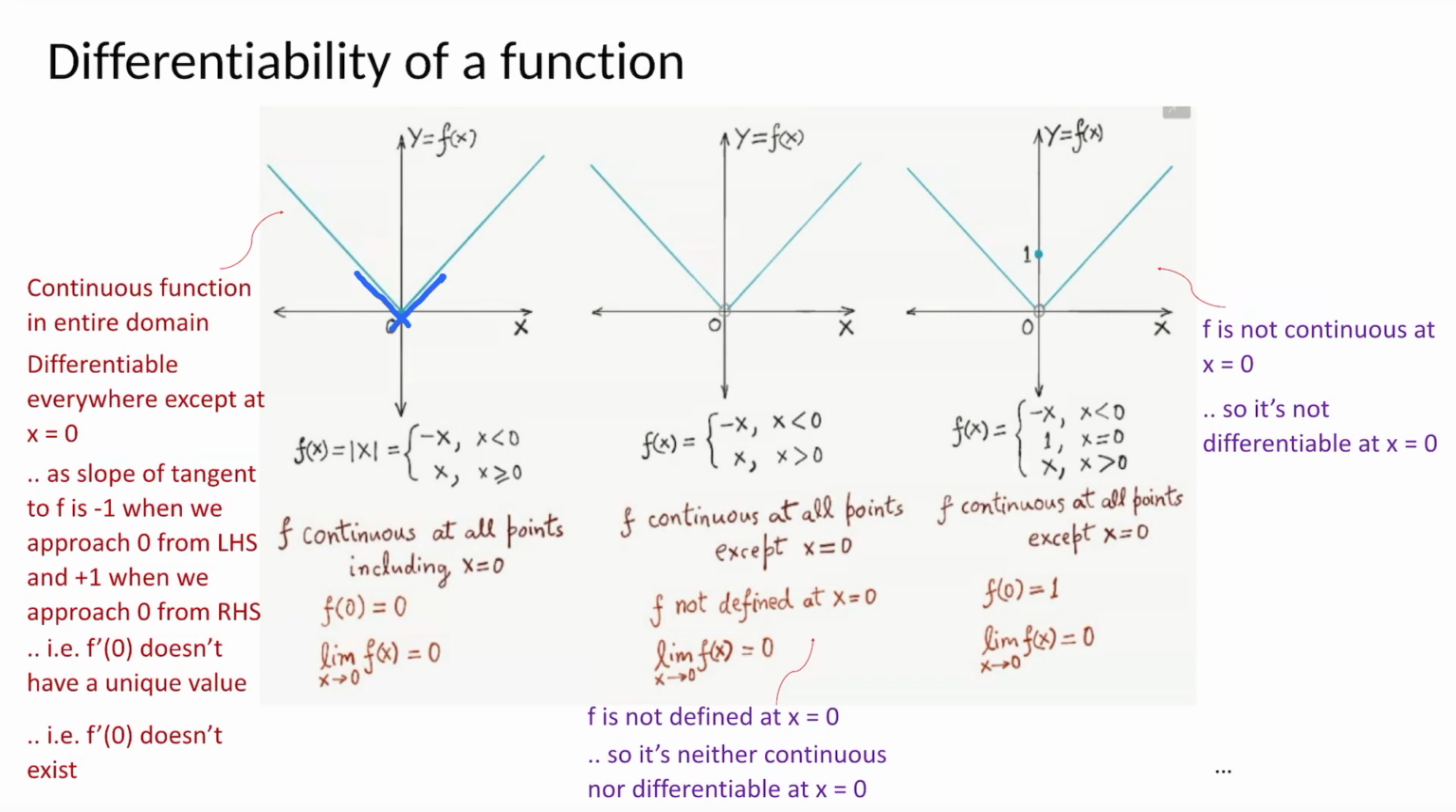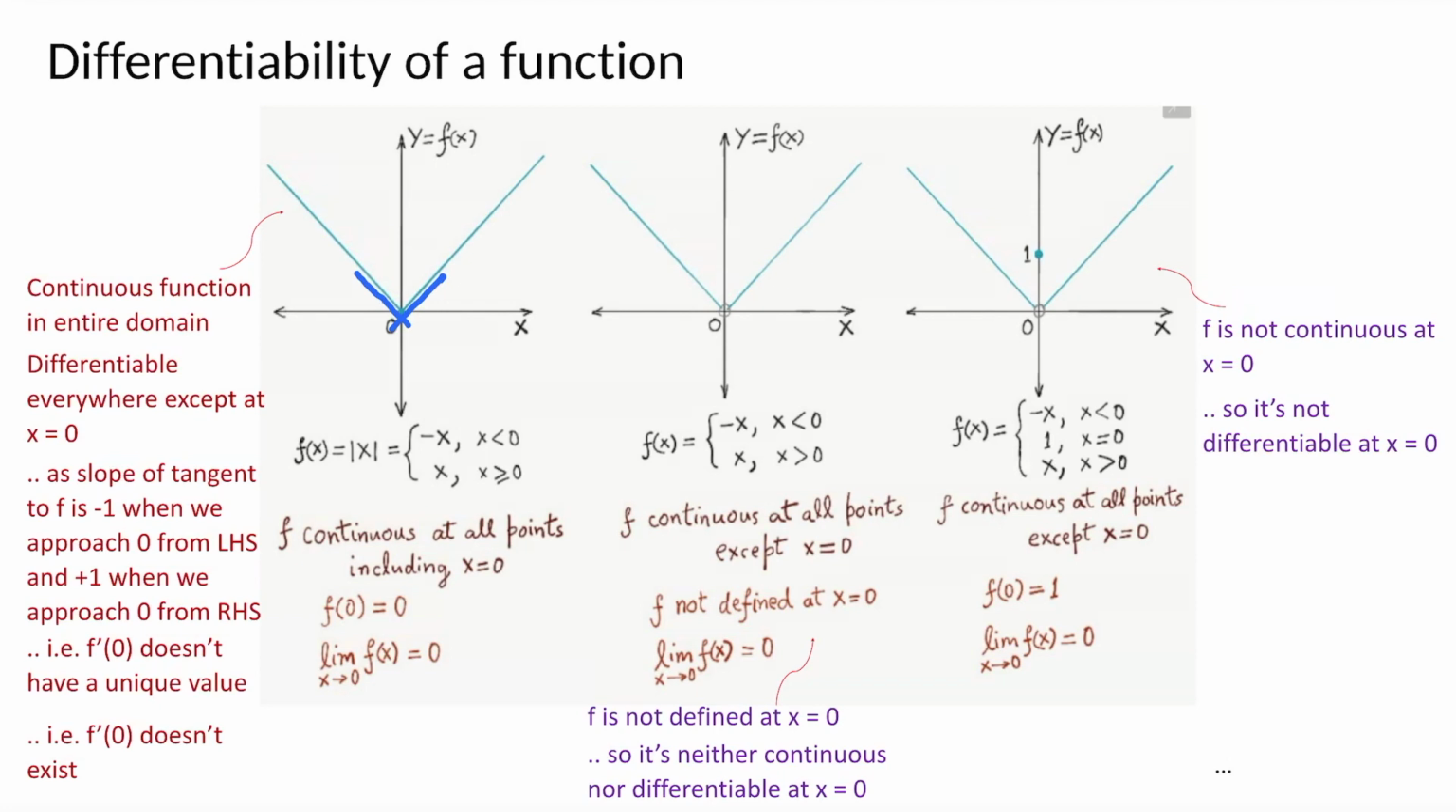Okay, let's try to generalize this into an intuitive feel. So when would a continuous function be differentiable? First thing, I hope you've understood that a function has to be continuous. Only then it might be differentiable. A discontinuous function would never be differentiable at the point where it is not continuous.